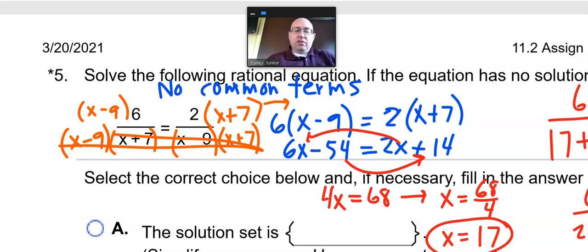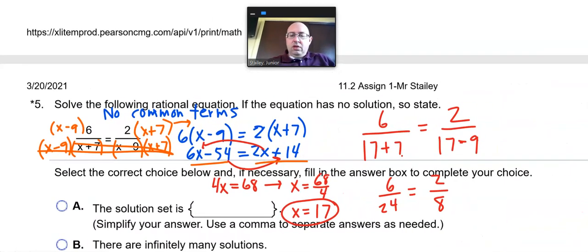So then you can distribute the 6, distribute the 2, and then you can start moving things around, right? Subtracting 2x, adding 54, dividing by 4. We get 17. And if I plug it back in, I get 6 over 24 on one side and 2 over 8. Both of those happen to equal 1/4. Good answer. 17.